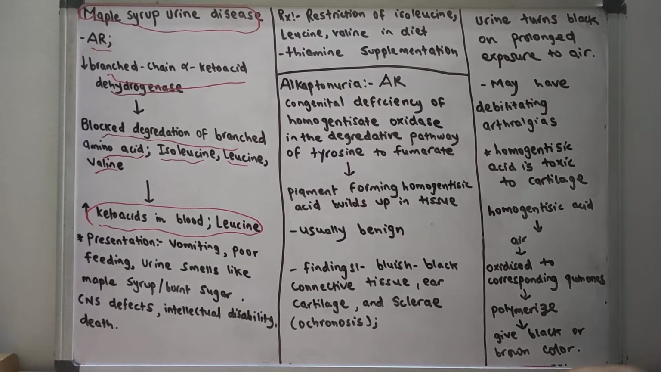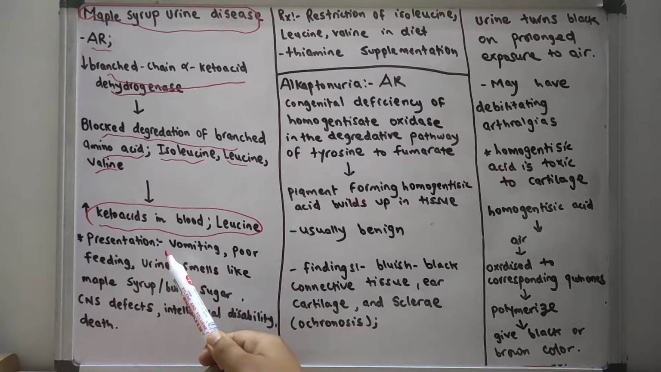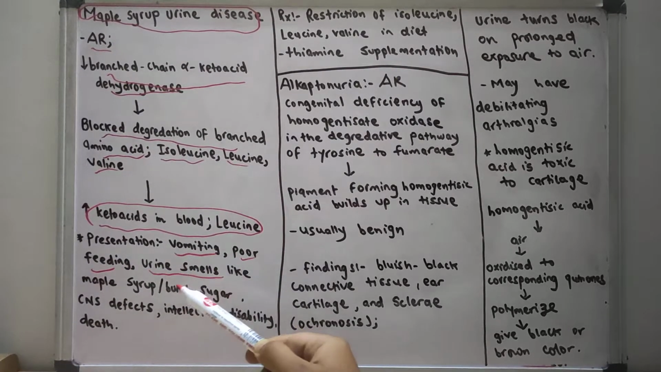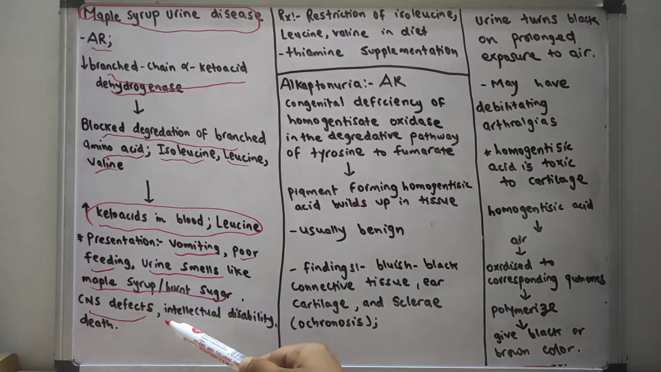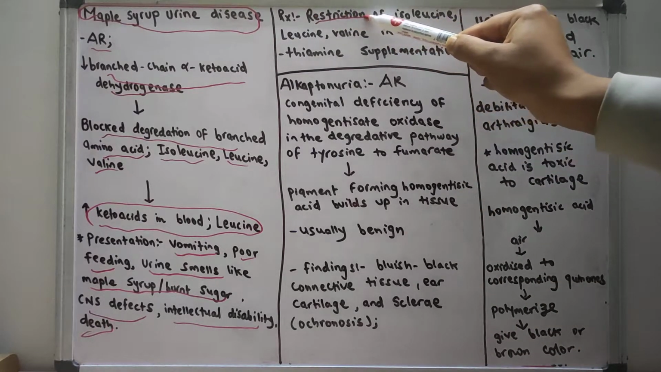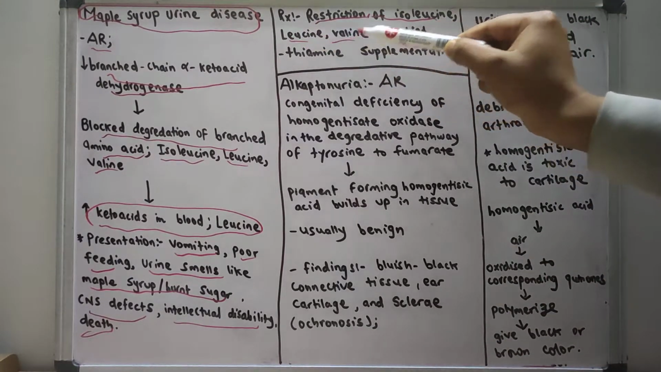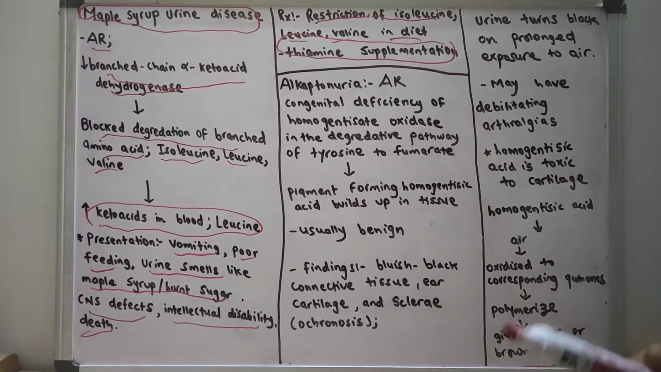So what will be the presentation of maple syrup urine disease? The presentation includes vomiting, poor feeding, and urine that smells like maple syrup or burnt sugar. There will be CNS defects, intellectual disability and ultimately death. The treatment of this disease is restriction of the branched amino acids, like isoleucine, leucine and valine in the diet.